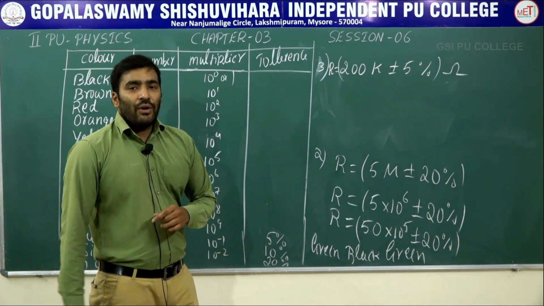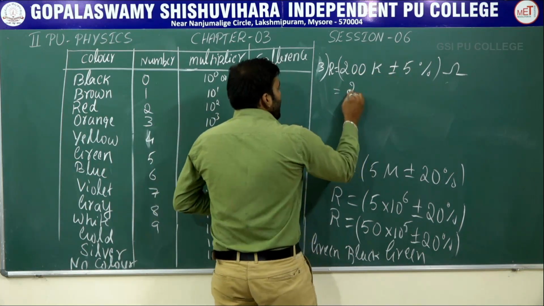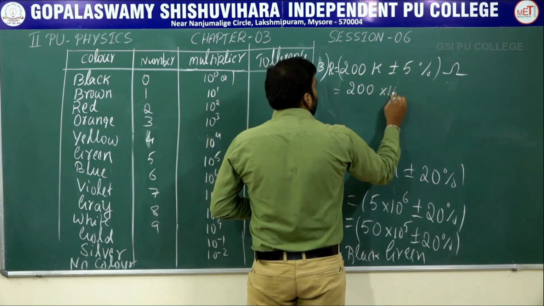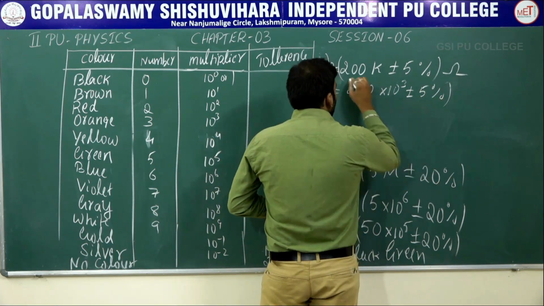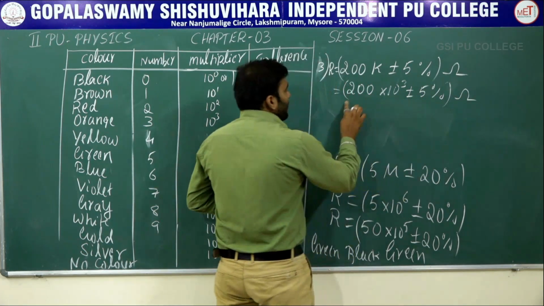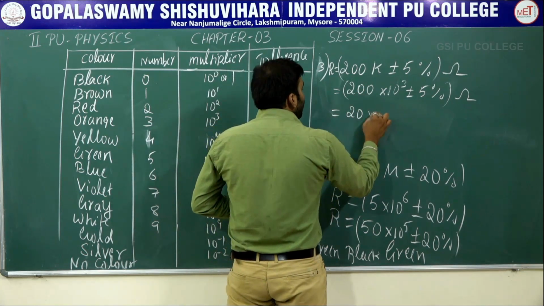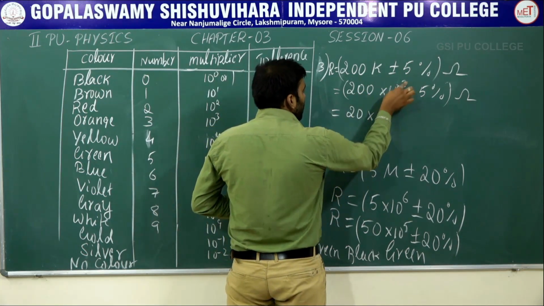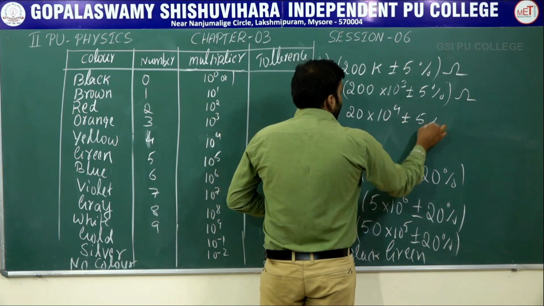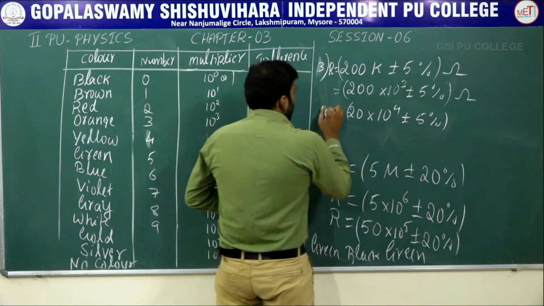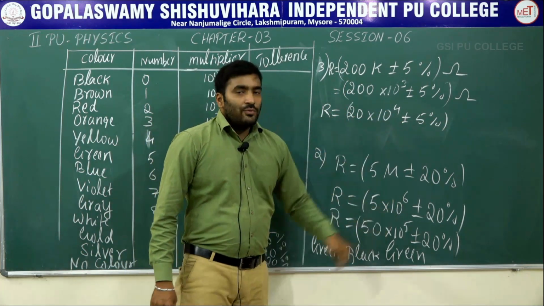K plus or minus 5% ohm. So let me write 200K as 200 into 10 power 3 plus or minus 5%. Here also we have 200, 3 digits, so let us make that as 2 digits. 20 into 10 remains, so 10 is multiplied with 10 power 3, so that it becomes 10 power 4 plus or minus 5%. So now we got the standard value. So R is equal to 20 into 10 power 4 plus or minus 5%.